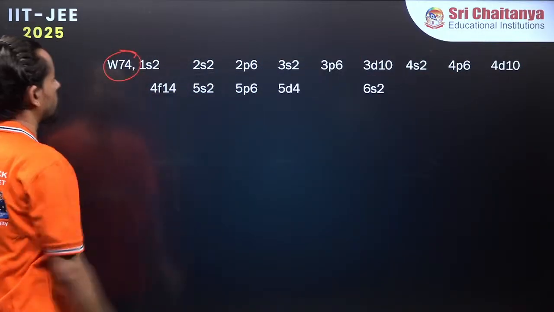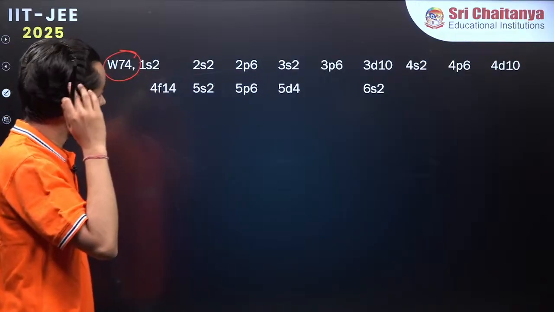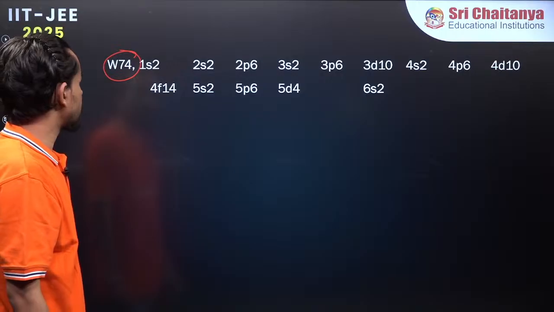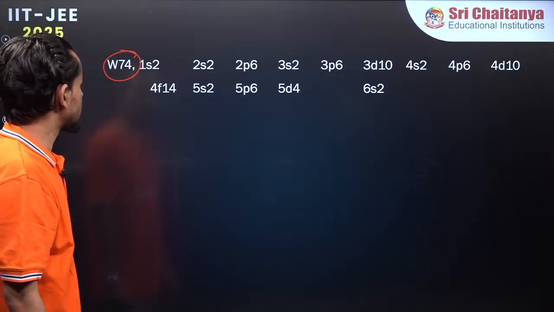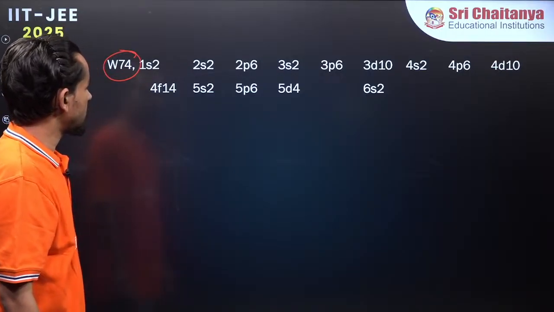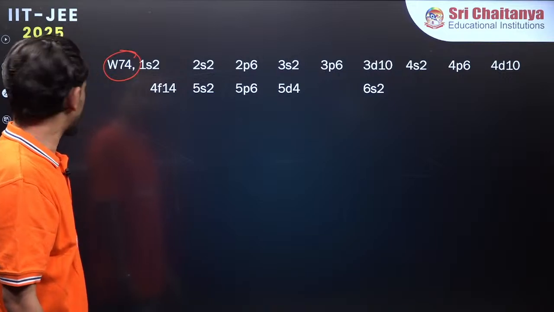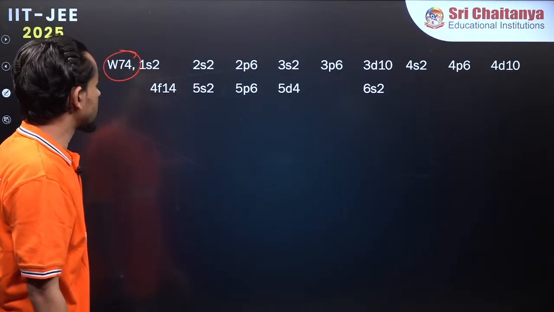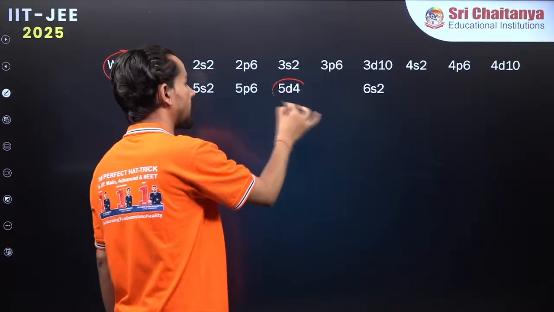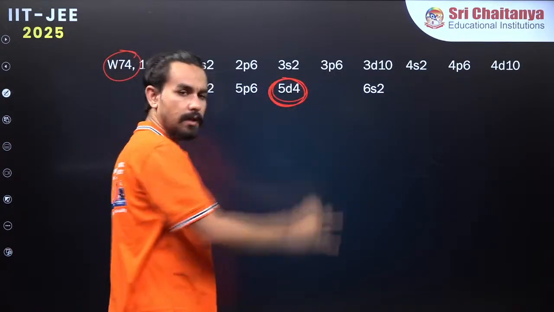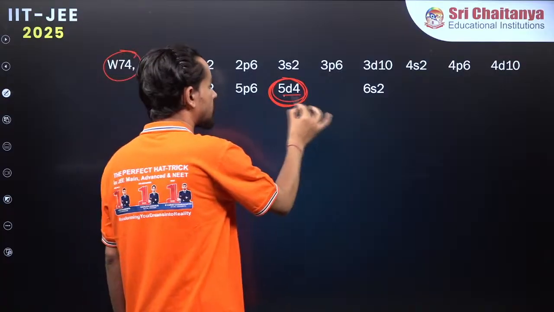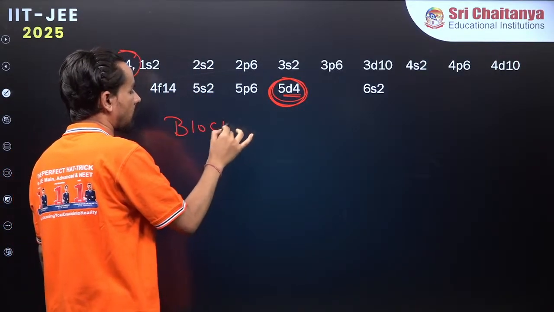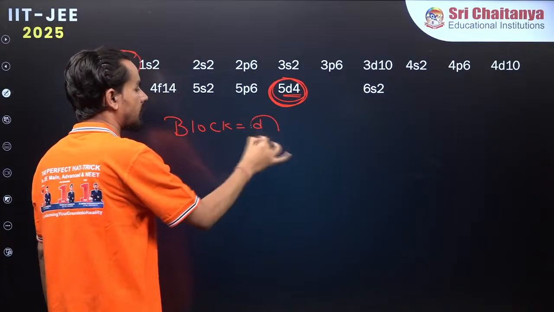W74. 2, 4, 4 and 6, 10, 12, 12 and 6, 18, 20, 30, 36, 36, 46, 46 and 2, 48, 46 and 14, 60, 62, 62, 68 and 4, 72 and 2, 74. Yeah, that is correct. So the last electron is going to which? See, 5d4, because d is partially filled. That means the last electron is going to a d subshell. So the block is d block.